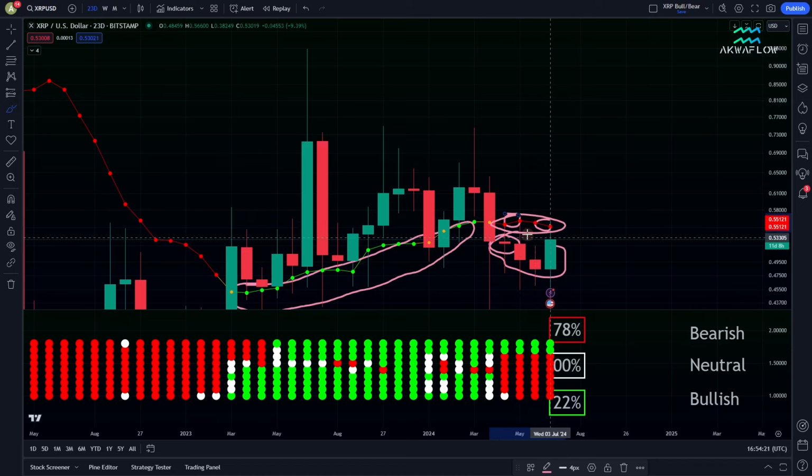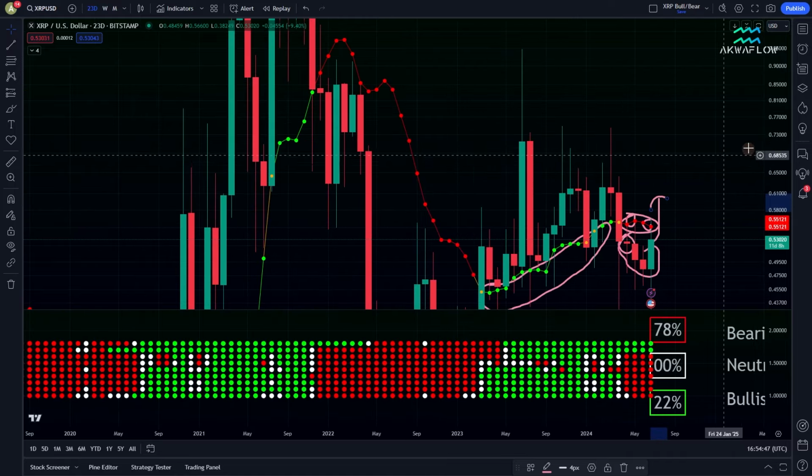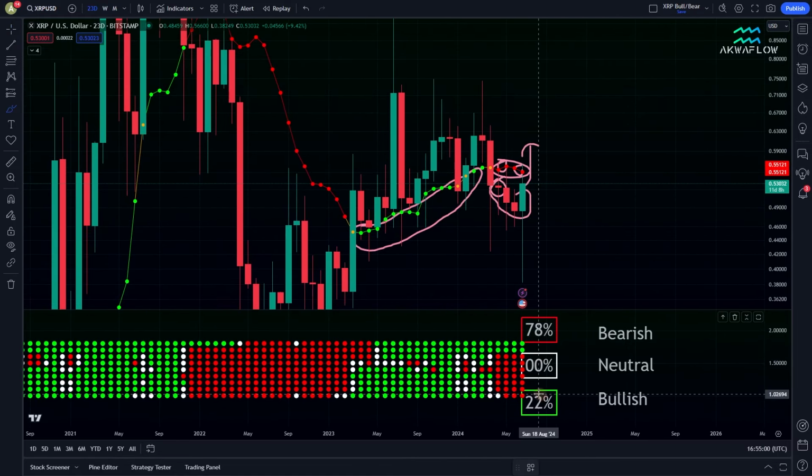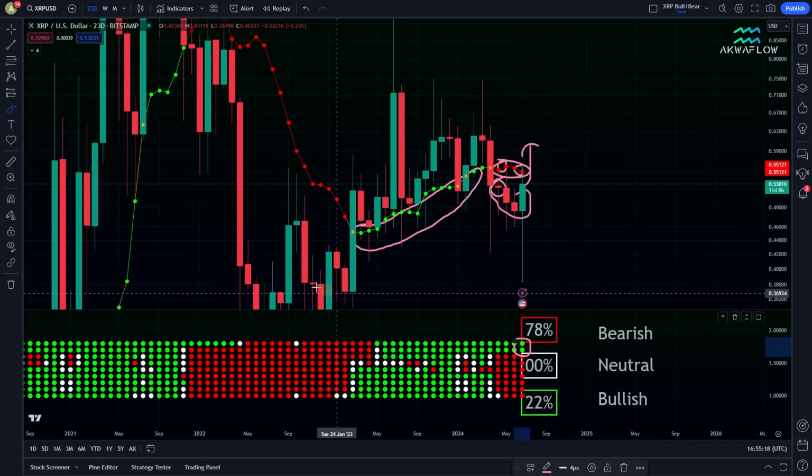So in order for XRP to become more bullish, we absolutely need to go above the line again. And currently the line is around 55 cents. And now what about the bull bear index? We see that here we have 22% of bullishness and 78% of bearishness. This means that the market is pretty bearish, but we still have some hope of bullishness in the market.